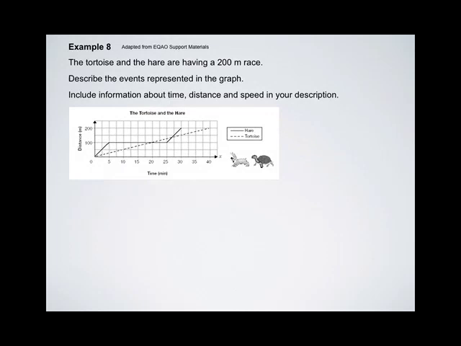Here we see the graph, where the hare's line is represented by the solid line, and the tortoise is represented by the dash. The axes of the graph are time in minutes and distance in meters. Recall that rate of speed is equal to rise over run. Go ahead and describe the events represented in this graph. Make sure that you include lots of information.